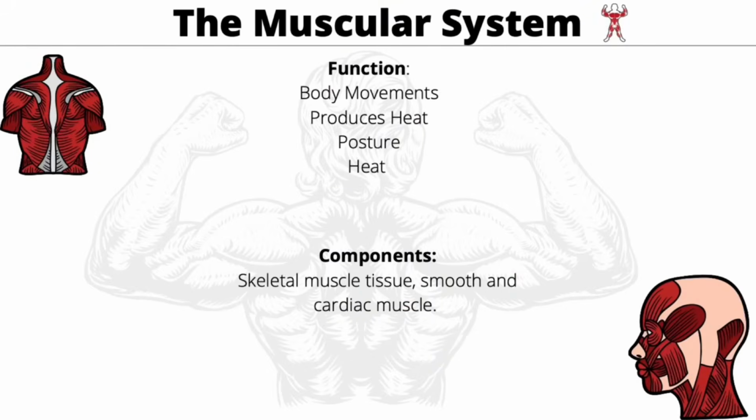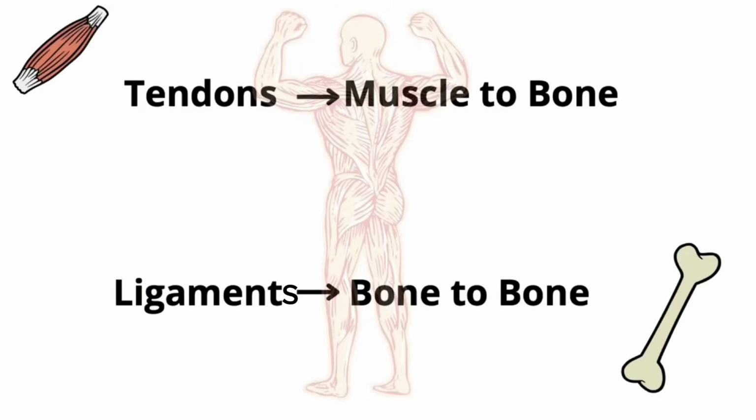And next we have the muscular system. The function of the muscular system is that it provides movement by means of contracting our muscles. It also gives us posture, and it produces heat. Components are skeletal muscle, smooth muscle, and also cardiac muscle. And now the difference between tendons and ligaments: tendons connect muscle to bone, and ligaments connect bone to bone.